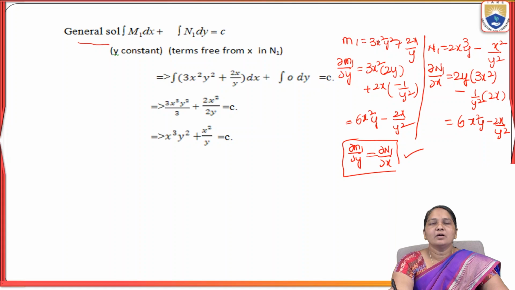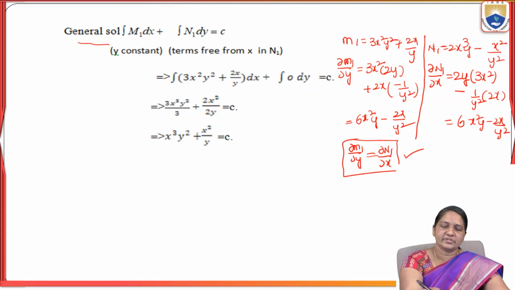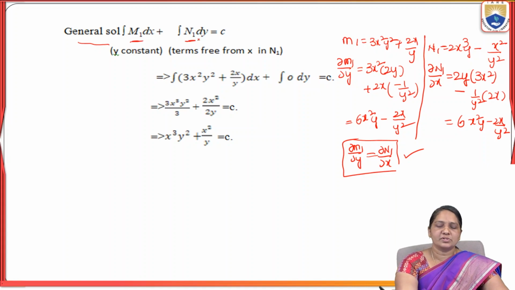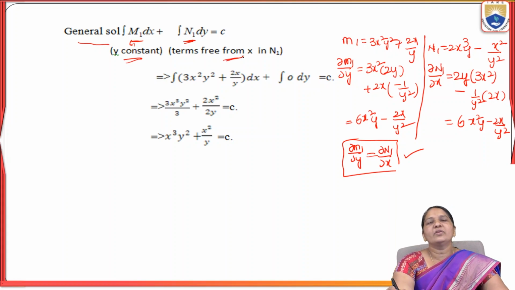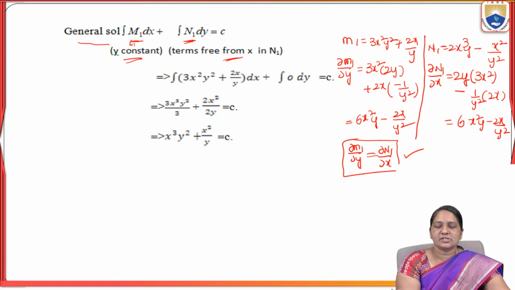So what is the new exact differential equation? We are following that. That's why we are taking integral M1 dx plus integral N1 dy equals c. When you are taking the M1 value, you should remember y is treated as a constant. When you are taking the N1 value, we will take only the y terms, free from x. So we should not take x terms, we are going to take only y terms here. So what is the first term here? Integral of (3x square y square plus 2x by y) dx, plus here integral of N1 value.